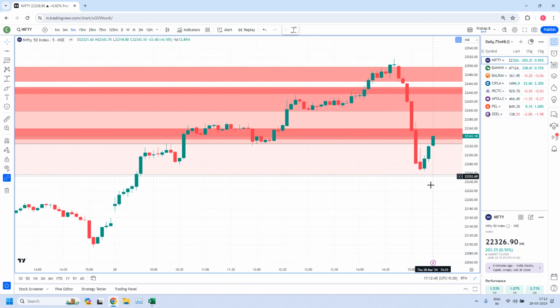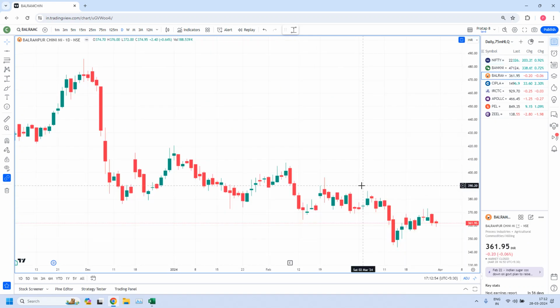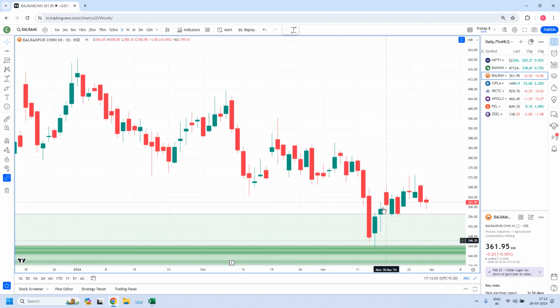So anyway, this is Nifty, and now the remaining stocks. We have Balmer Lawrie. We have, this is a daily zone.